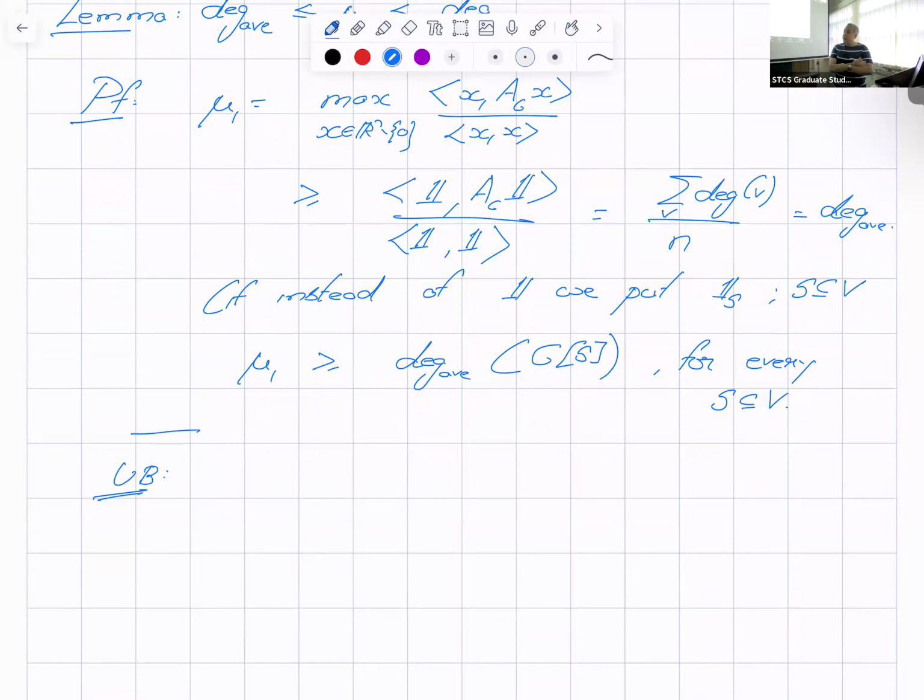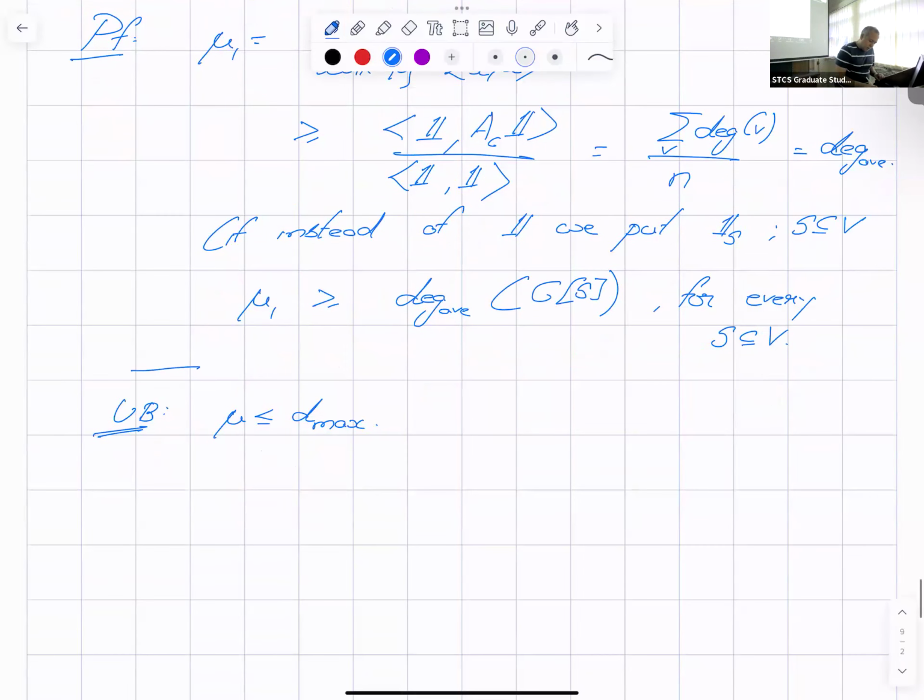Upper bound, I want to show that mu1 is at most D max. Okay, two more minutes and we'll stop. So in particular, let phi1 be the eigenvector associated with mu1. So in particular, what do we have? We have A_G phi1 equal to mu1 phi1.